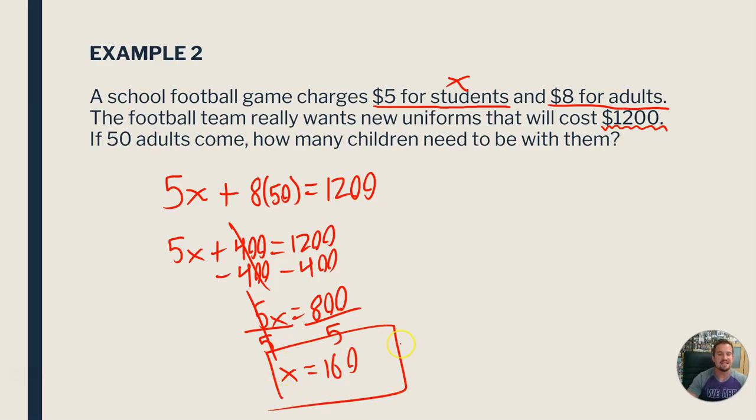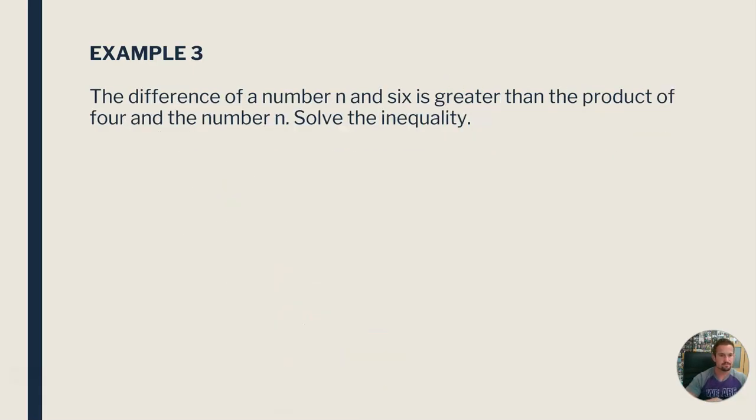So 160 children, students need to come to the game with these 50 adults in order to make $1,200 that are needed to buy the new uniforms. Okay, so 160 students or kids or however you want to say that. Okay, so there's example number 2.